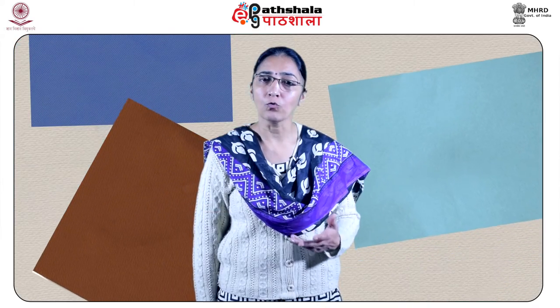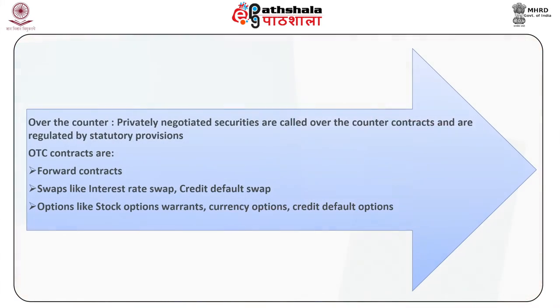The derivatives can be over the counter or OTC, or exchange traded or ETC. Over the counter: privately negotiated securities are called over the counter contracts and are regulated by statutory provisions. They carry a higher risk of default by any of the parties. OTC contracts are forward contracts, swaps like interest rate swaps and credit default swaps, and options like stock options, warrants, currency options, and credit default options. OTC have the following features: non-standardized contracts and no formal rules or mechanisms for risk sharing.